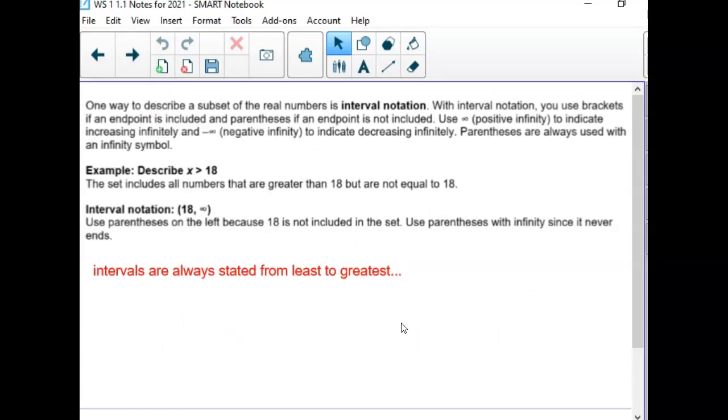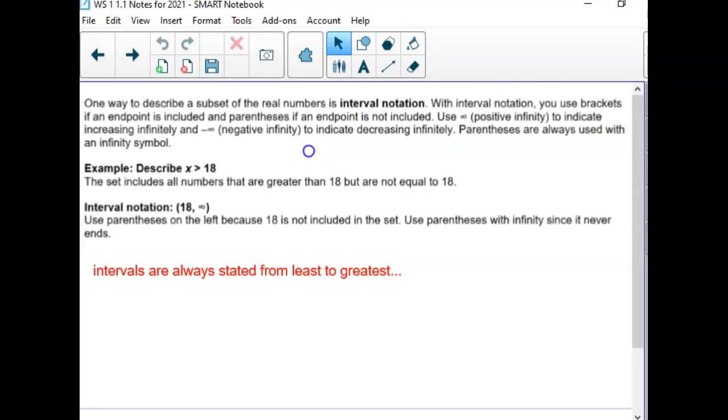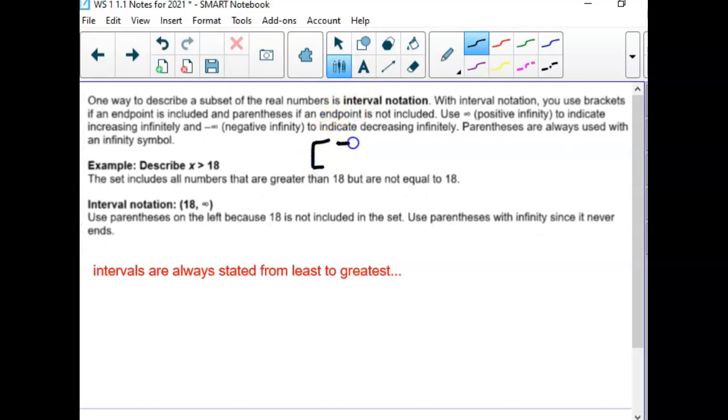Okay. The best way to describe a subset of real numbers is interval notation. You need to be comfortable with this. For the rest of your upper math career, you have to use interval notation for all kinds of things. Use brackets to say an endpoint is included. So that would be these guys, okay? And you use parentheses to indicate it is up to, but not including that point. We're going to use positive and negative infinity to include that it goes down forever or up forever, or less forever or greater forever. So if we had x is greater than 18, is everyone good with those symbols?